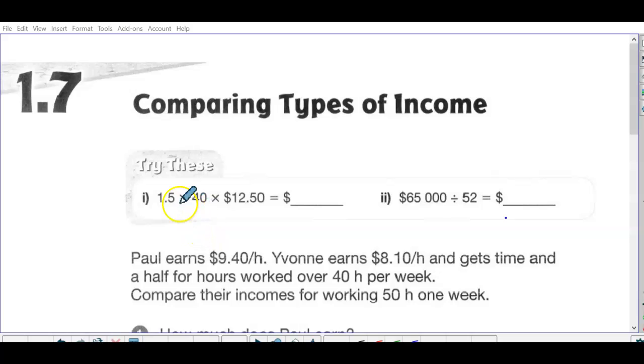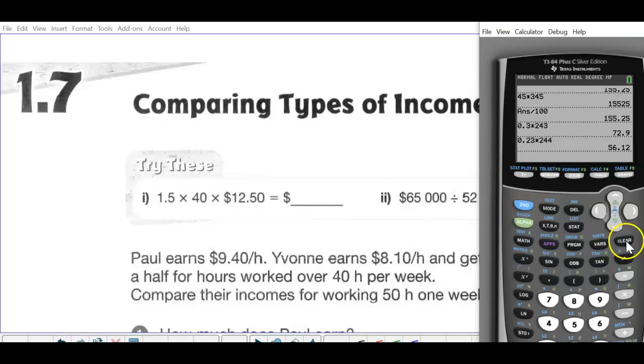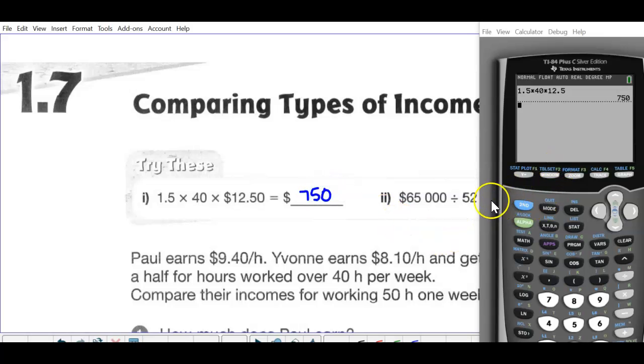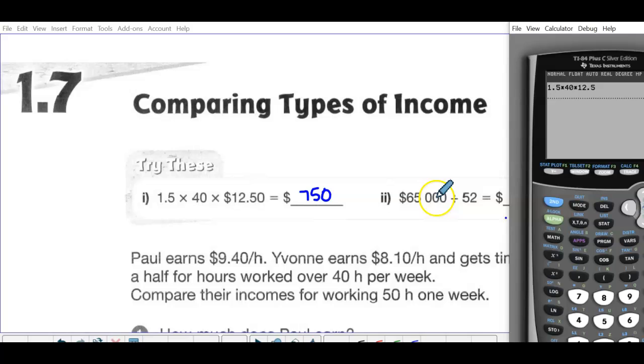In the try these, straight multiplication, you can see probably this is an overtime type of calculation. So getting paid time and a half for 40 hours of overtime in a month, let's say, with an hourly rate of $12.50. So you'll be able to use a calculator for this. So 1.5 times 40 times 12.5, $750. The next one, probably that's an annual salary.